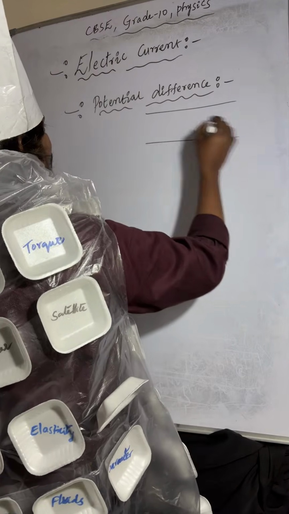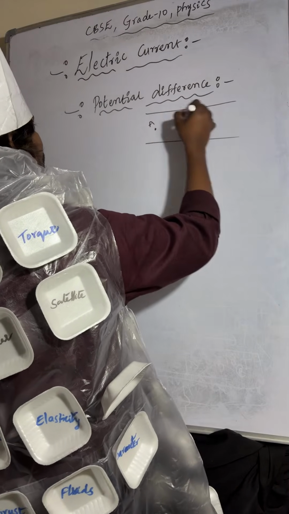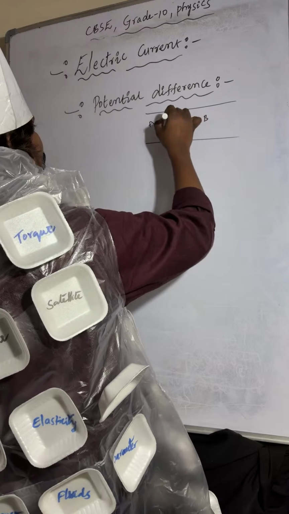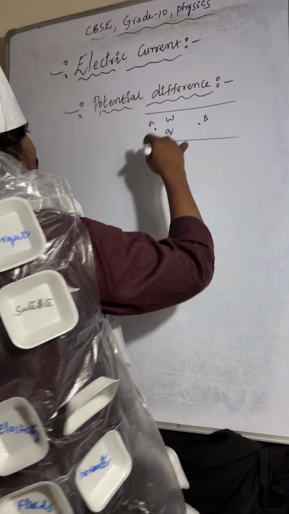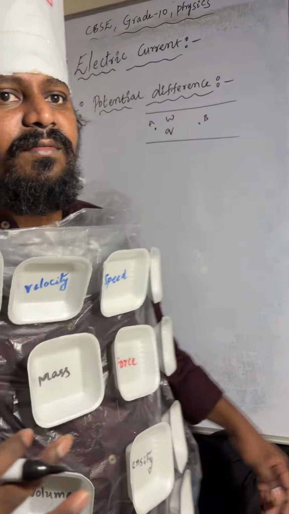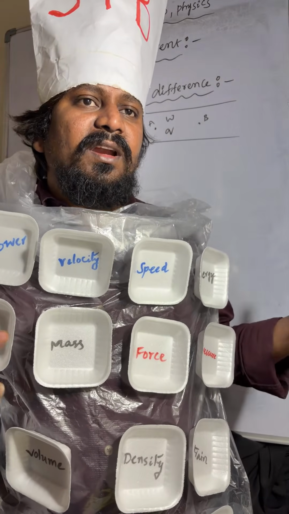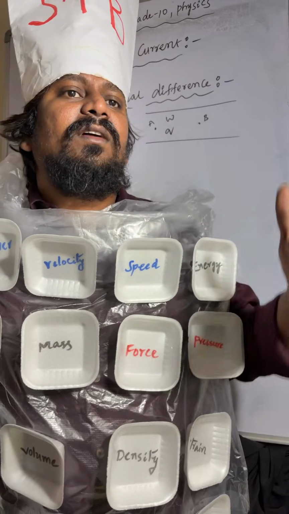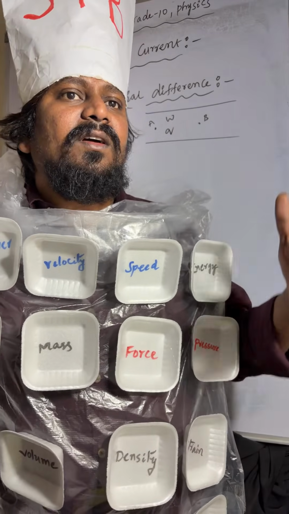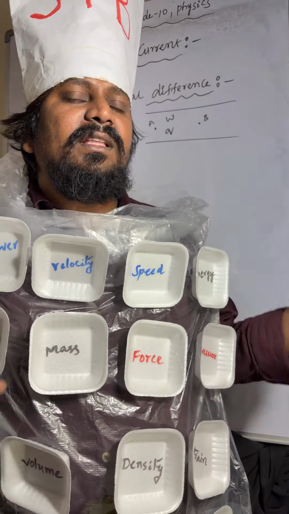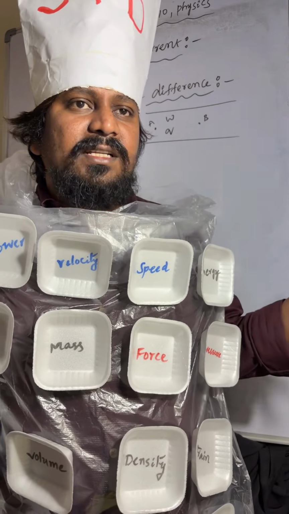So I am taking here, this is a point A and this is a point B. So we are doing some work, so the charge is moving. Work done to bring unit positive charge from one point to another point within the conductor is called potential difference.